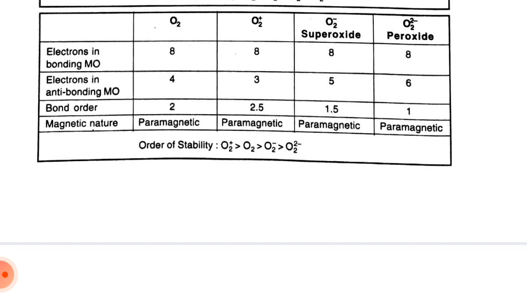Order of stability is O2 plus greater than O2, greater than O2 minus, greater than O2 2 minus. That means O2 plus is greater than dioxygen, greater than superoxide, greater than peroxide.